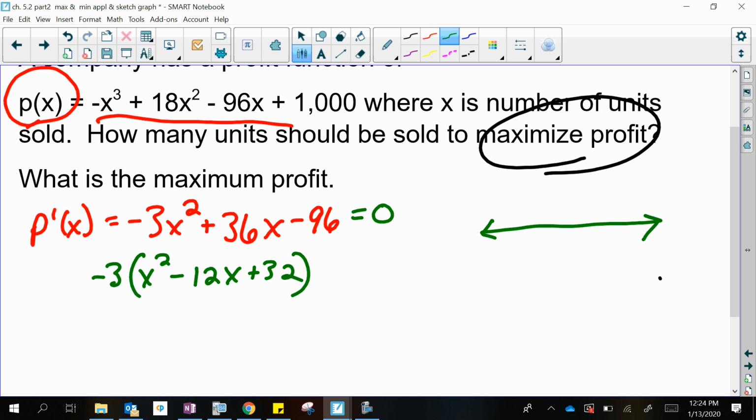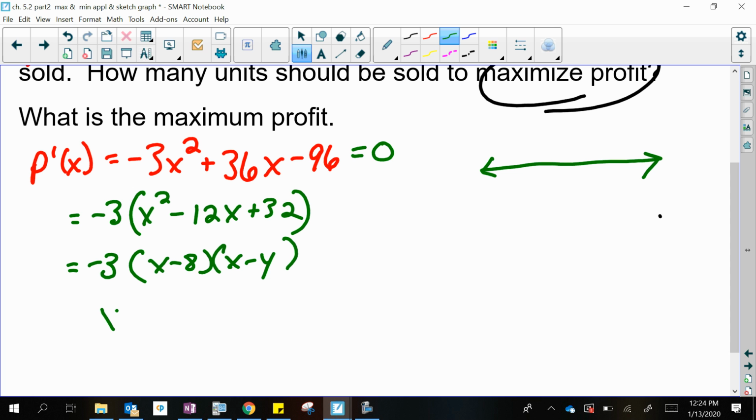Okay, and now I need to factor that. So what multiplies to 32 and adds to negative 12? Negative 8, negative 4. So my critical numbers, my possible mins and maxes, are going to be 4 and 8. Do I need to worry about 0 since I took out the negative 3? No, right, because there's no variable there, okay? So my possible critical numbers are 4 and 8.